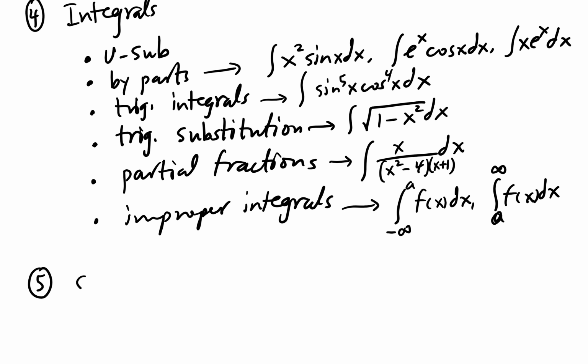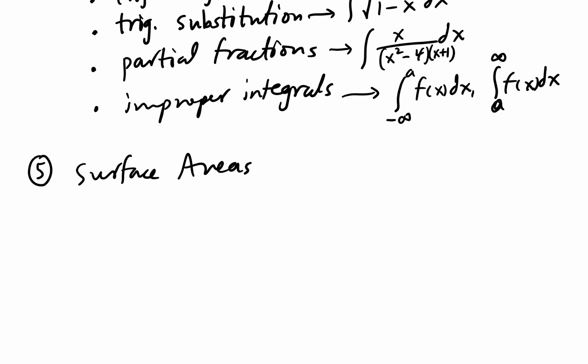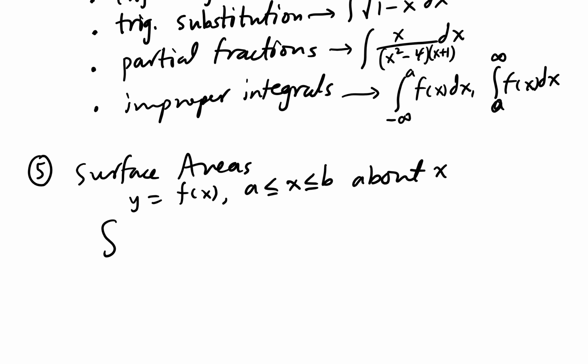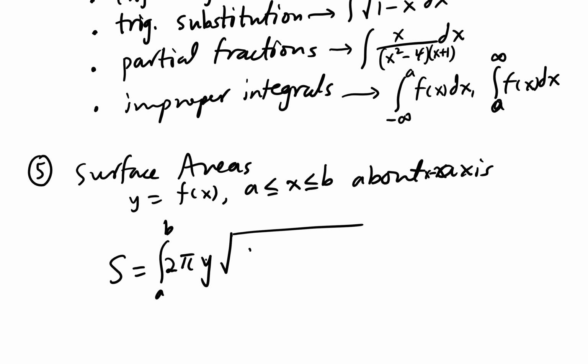Next one is surface areas. When you have a positive function that has continuous derivatives, we define the surface area of the surface obtained by revolving or rotating the graph y equals f of x over the interval from a to b about the x-axis, is given by S equals the integral from a to b of 2 pi times y times the square root of 1 plus f prime of x squared dx.